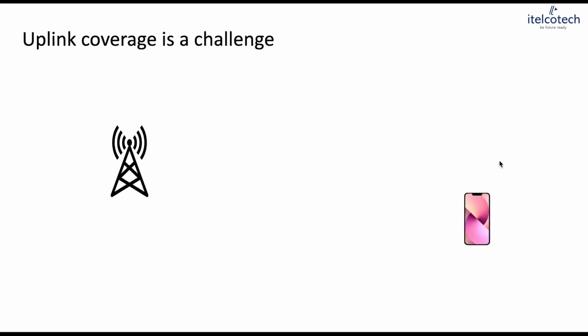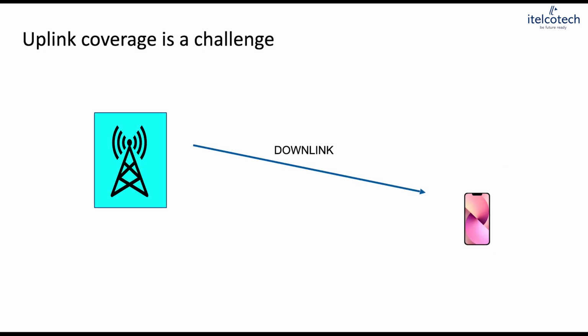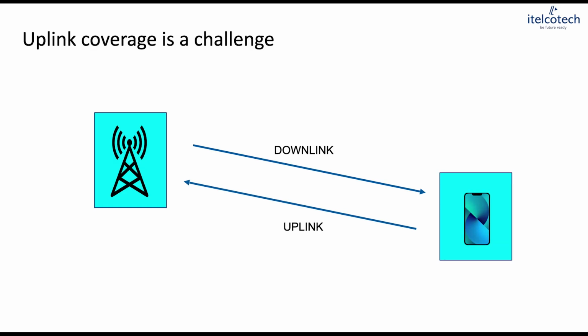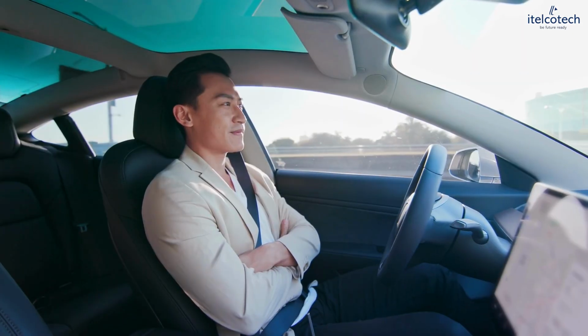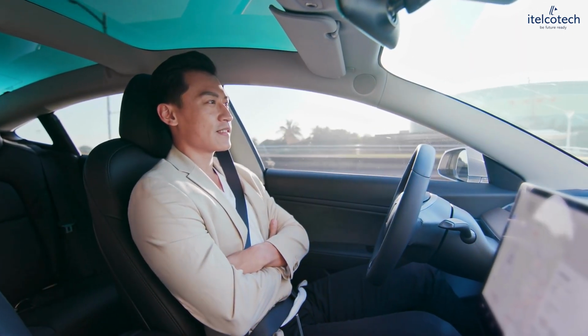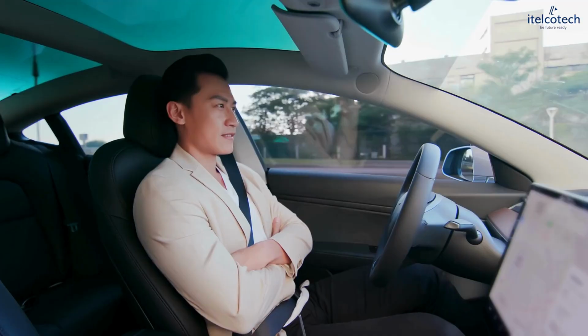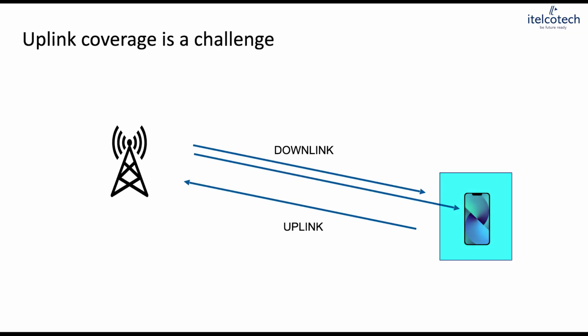In any wireless technology, we know there is two-way communication: one from the base station towards the device, which is termed downlink, and another from the device to the base station, which is uplink. Now the base station can increase the transmit power, it has that capability, whereas the phone doesn't, and hence the uplink coverage is always the bottleneck.